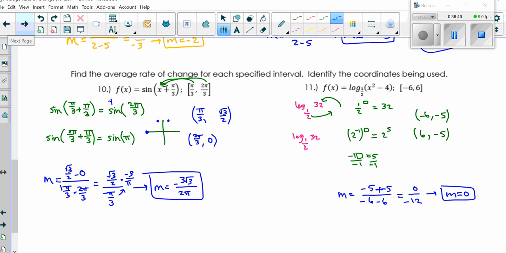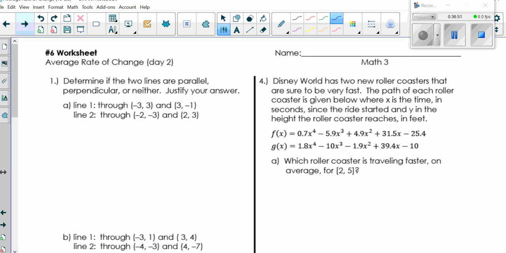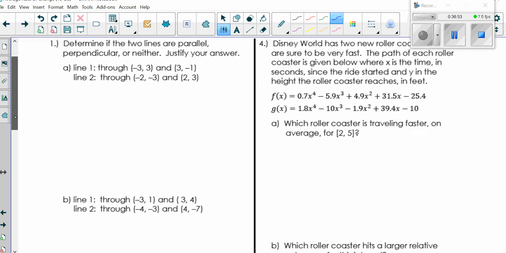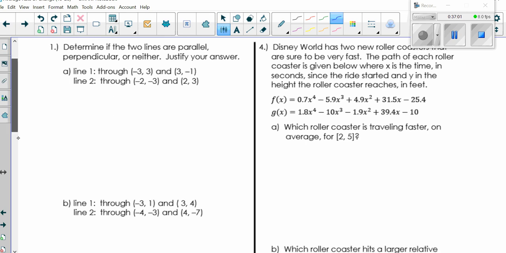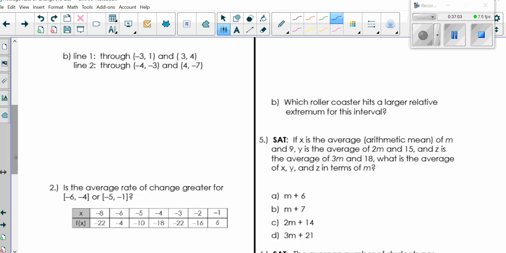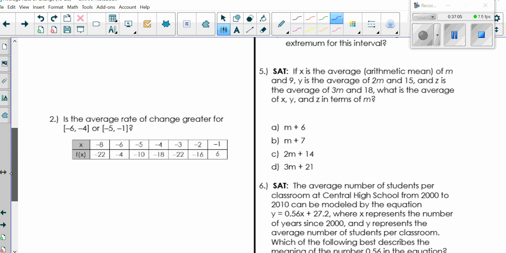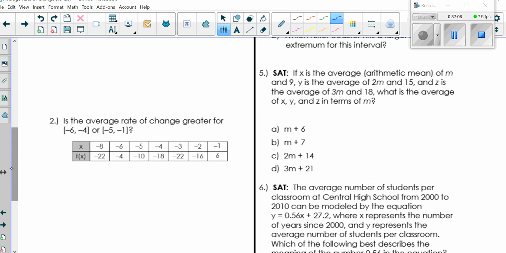Your homework. Let's see, you're going to have some more problems with are the lines parallel, perpendicular, neither. You got a problem that's much smaller than what we just did in our notes. Only 2 functions, but still kind of goes through those same questions. Okay, and then I threw some really good SAT questions on here. There's always a lot of SAT questions that have to deal with average rate of change.